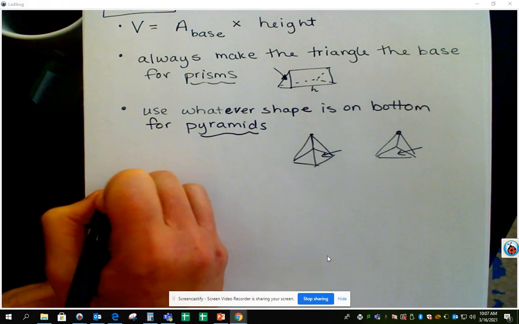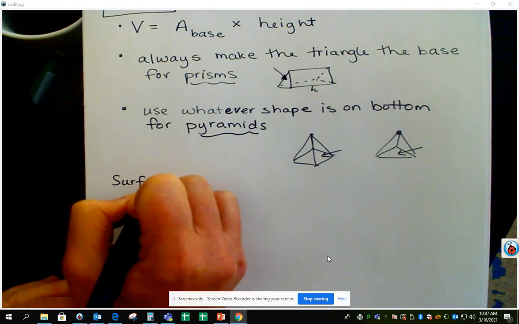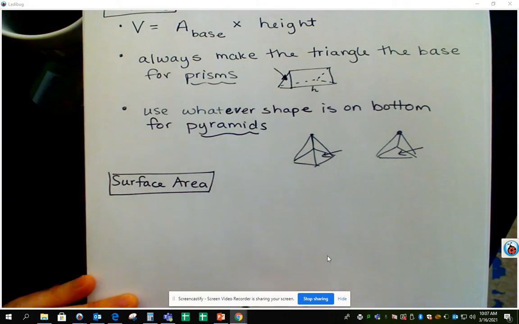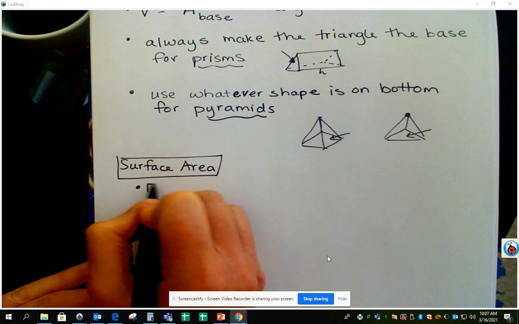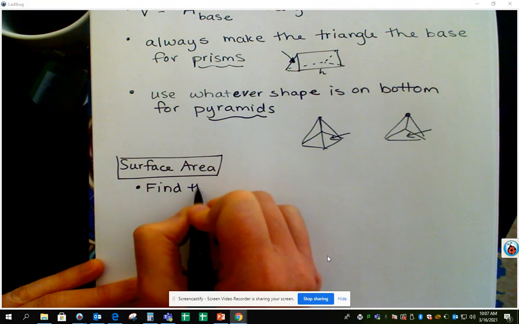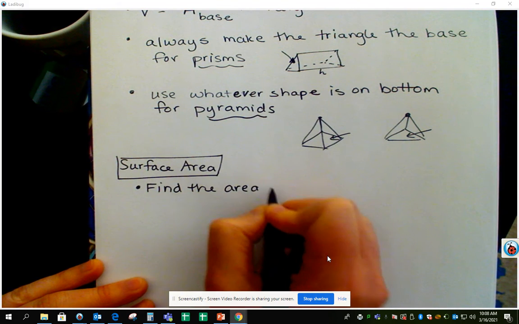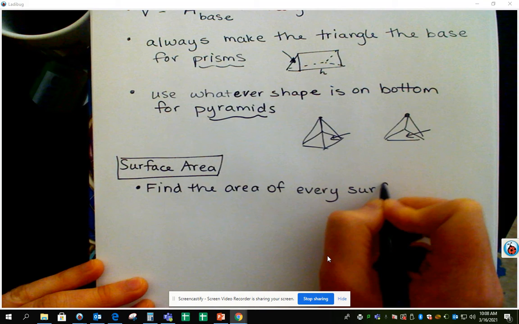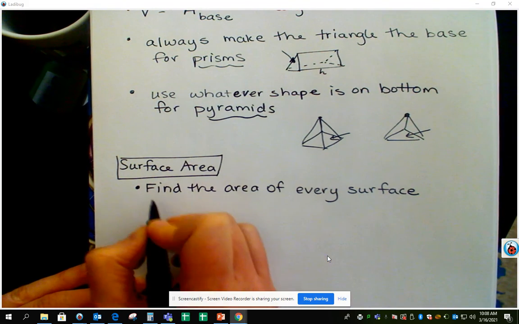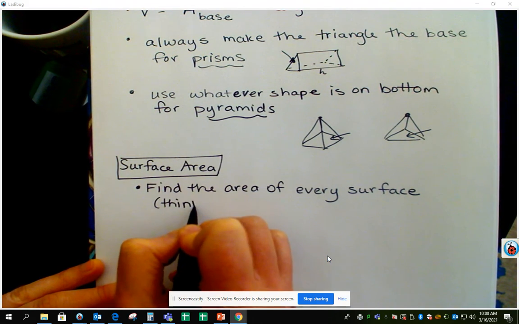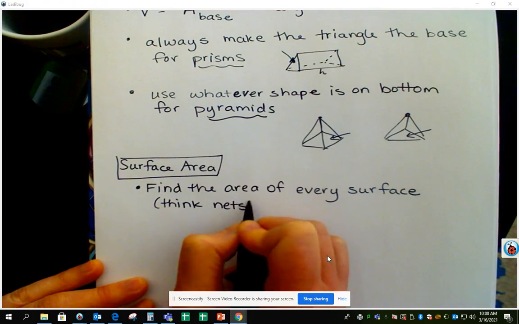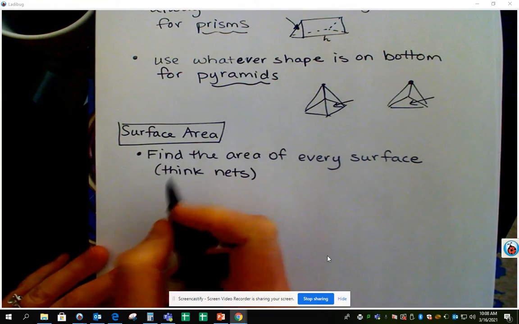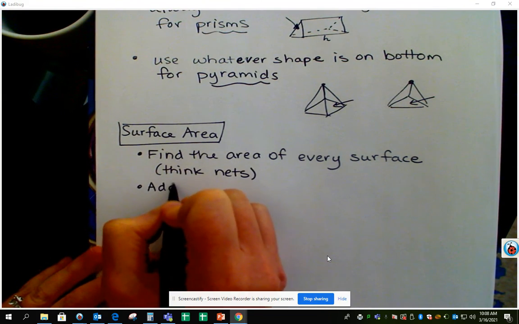Couple notes on surface area. Remember that you just find the area of every surface. Think nets. Remember when we took that figure and we unfolded it into flat pieces, okay? And then add them up.